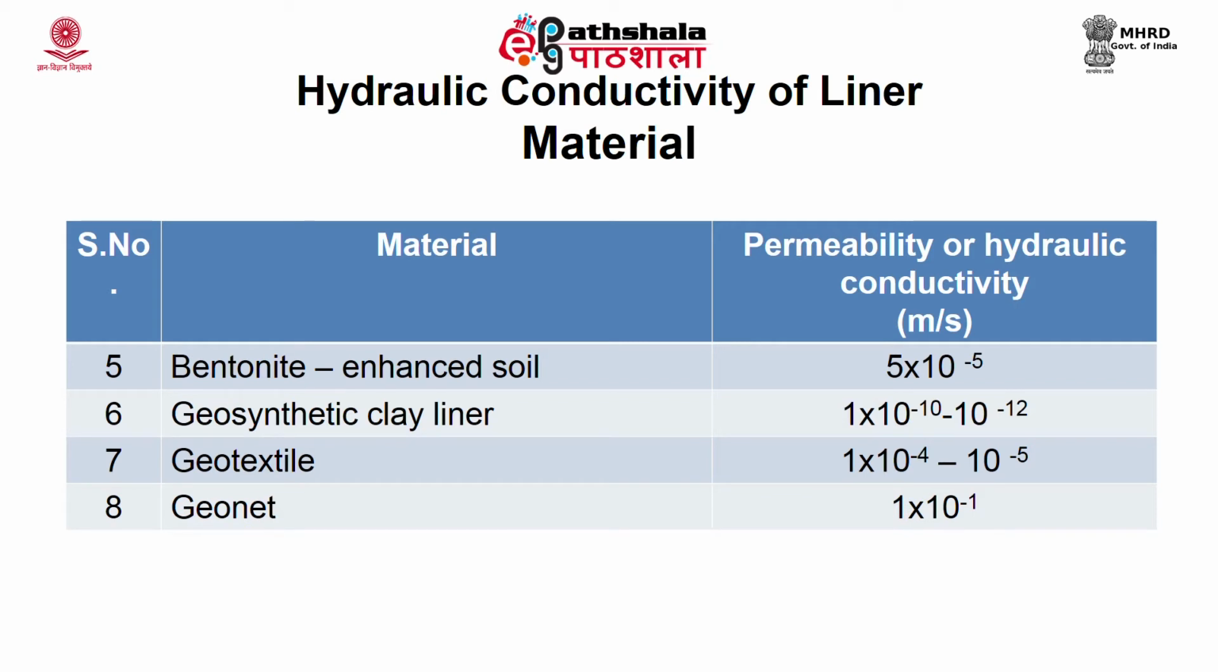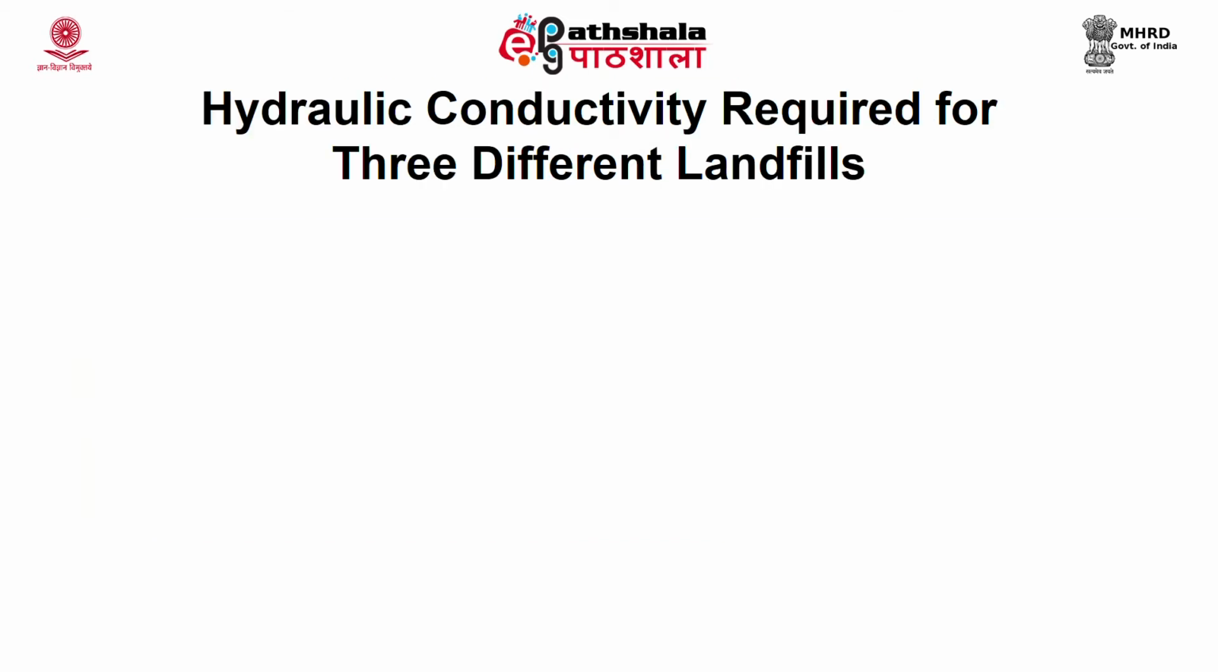Now, from this table you can see the lowest permeability is for the geosynthetic clay liner, that is 1 into 10 to the power of minus 10 and 10 to the power of minus 12. So, they can be popularly used. Accordingly, we have to decide what level of hydraulic conductivity to give for different landfills.